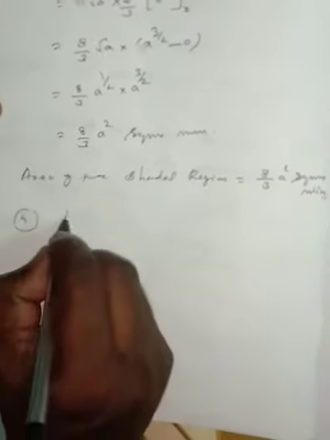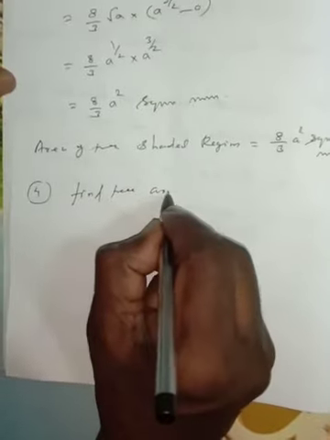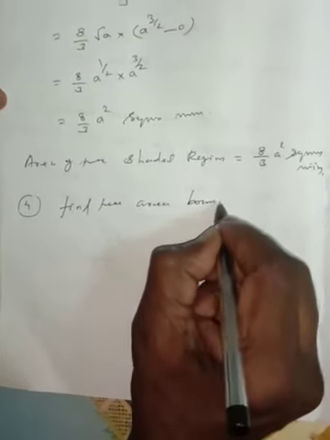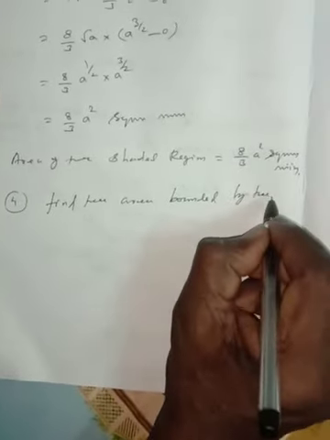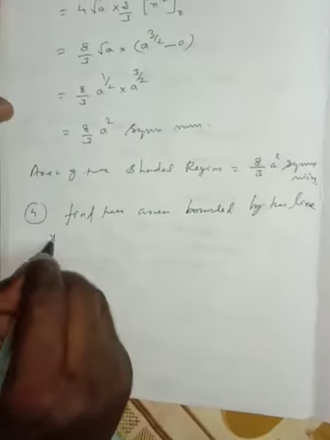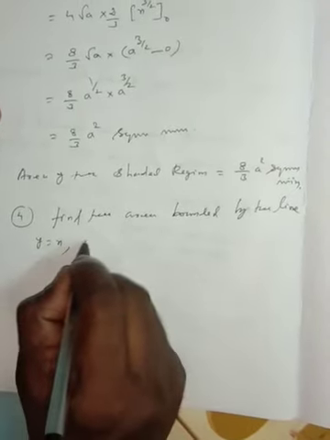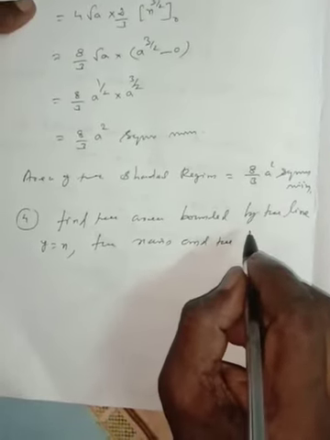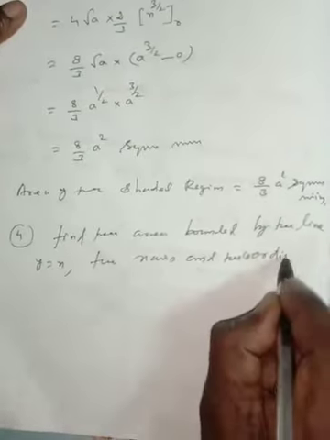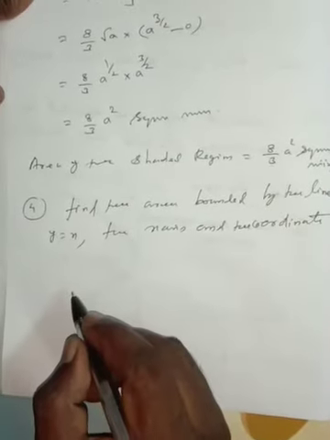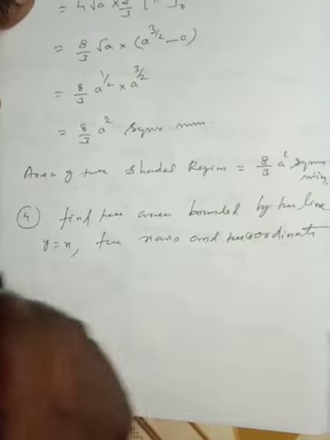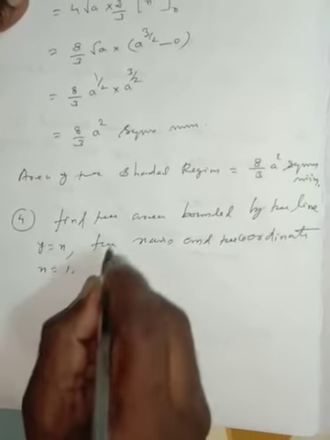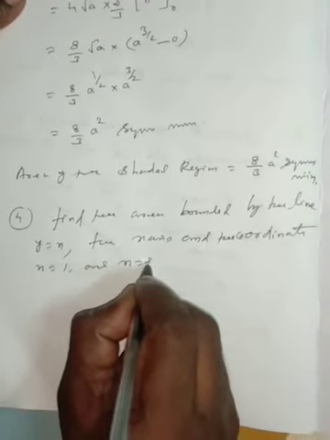Find the area bounded by the line y is equal to x, the x axis, and the coordinate axis, the ordinates x is equal to 1 and x is equal to 4.